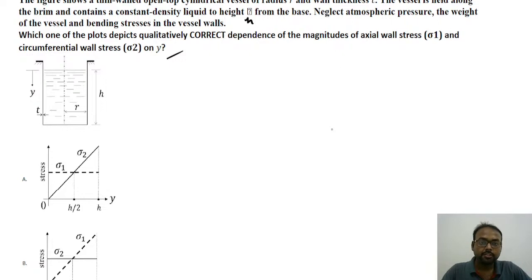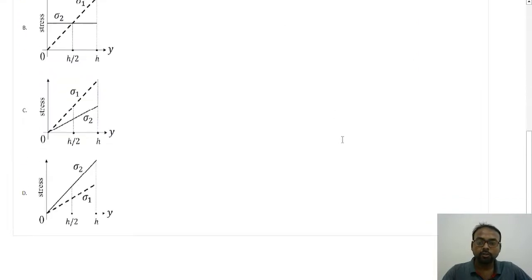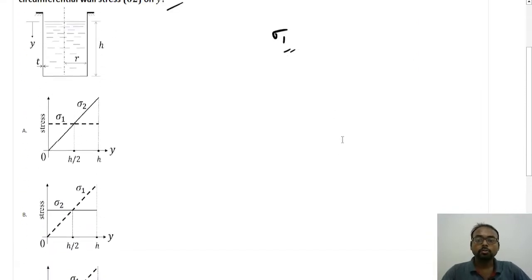axial wall stress, which is given by sigma 1, this value will remain constant. Why will this value remain constant? Because this value depends upon the total weight of the fluid and the total amount of the fluid, which remains constant. That's why the sigma 1 value will be constant. So what we can see is that sigma 1 is constant in option number A only. So that's why we can say option number A is right.